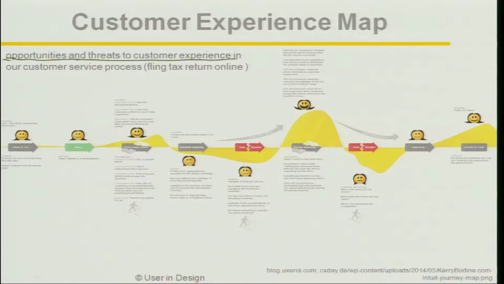Opportunities and threats to customer experience in our customer service process. For example, filing tax returns. So these are the steps that they go through: shop and try, then start trying to file their tax returns, then chat with the operator who possibly is going to be giving them helpful or not so helpful information, then schedule a phone meeting, then wait and wonder what's happening with the phone meeting, then actually have the phone meeting, then again wait and wonder what's happening to all the documents they submitted and all the inputs that they gave. Then they go through an approval, and then they finish e-filing their taxes.